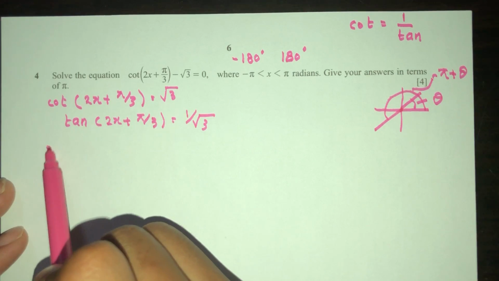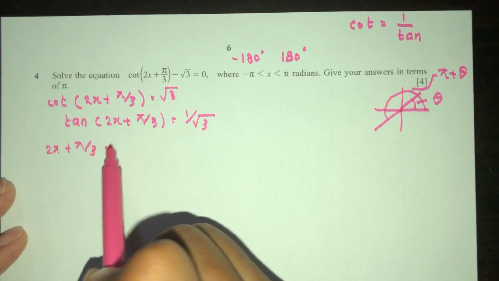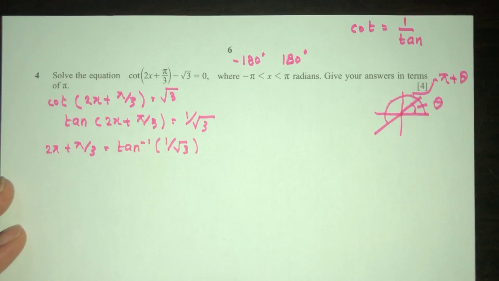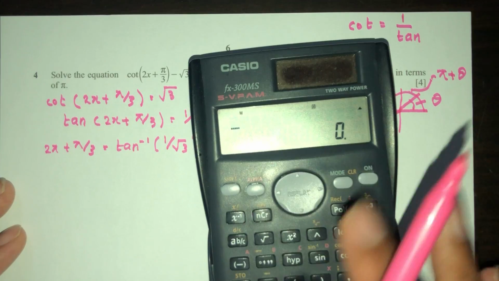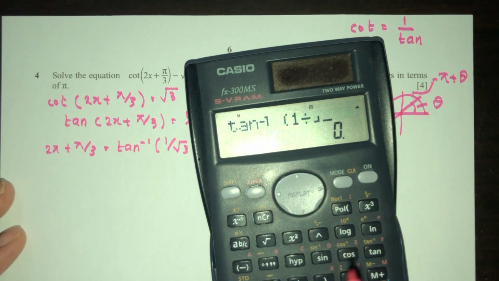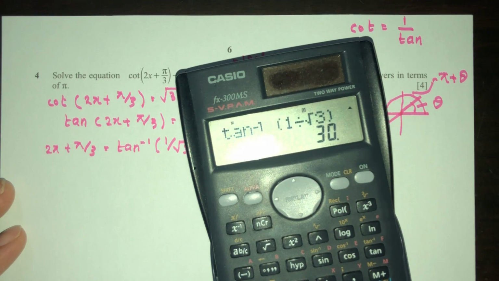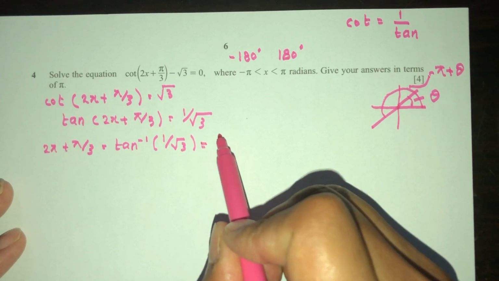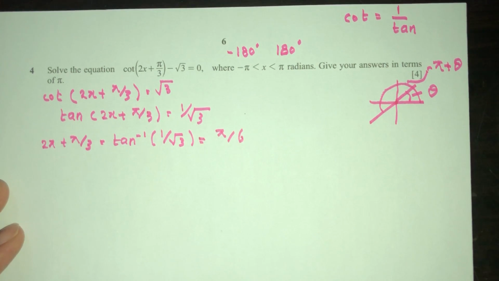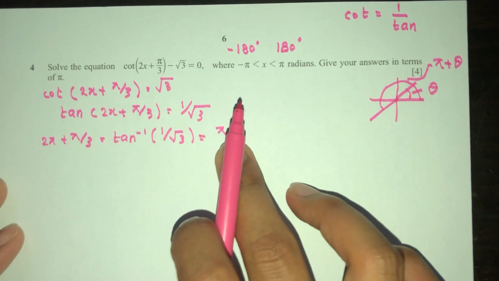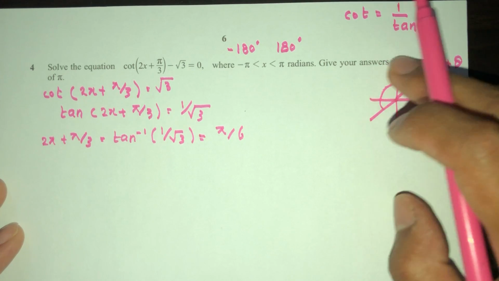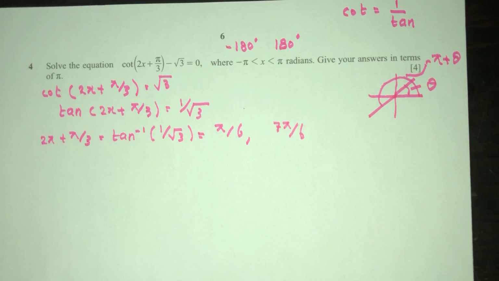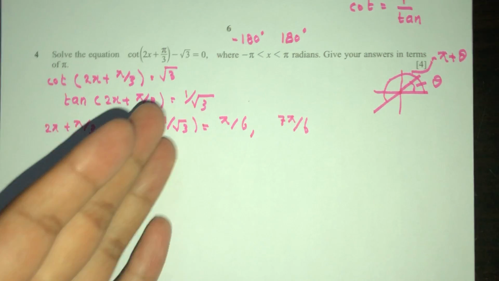Now one by one. So 2x plus pi over 3 is equal to tan inverse of 1 over root 3. Okay? Now let's try to find this value. So tan inverse of 1 divided by root 3, that will be what? 30 degrees. But again, the values here need to be in radians. So 30 degrees is actually what? Pi over 6. Right? Now this is the first value, which is in the first quadrant. But we also have to add pi to this. So add 1 pi, that will become 7 pi over 6. Right? That will be the two values possible whenever tan is equal to a positive value.